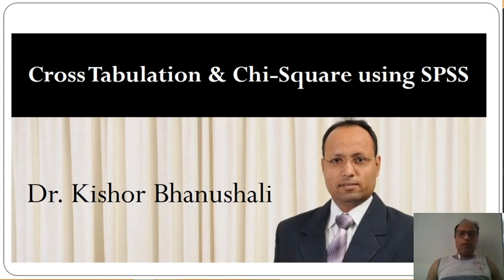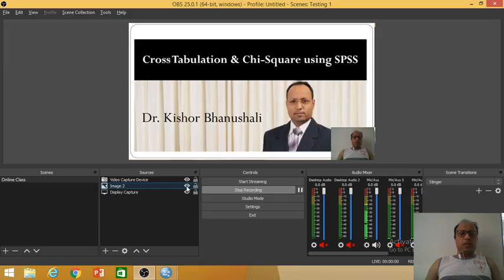Before we test the association, we need to find out how many respondents are falling into which kind of categories. So we require cross tabulation. In order to check the interdependence, we'll go with chi-square. So let's understand how cross tabulation is calculated using SPSS, and how we interpret the results. For that, we'll go to our SPSS table.